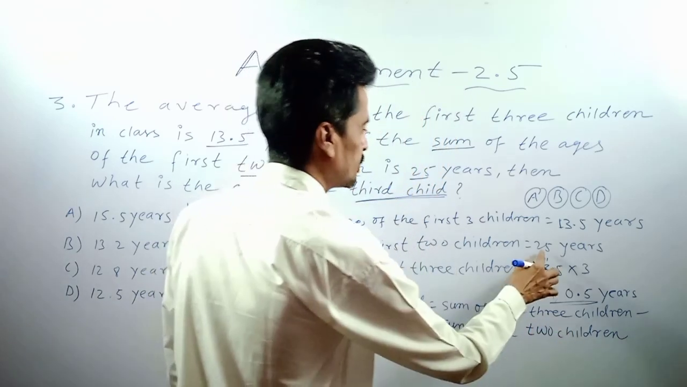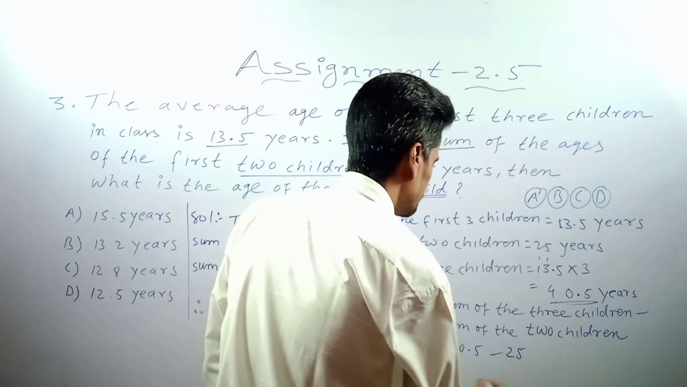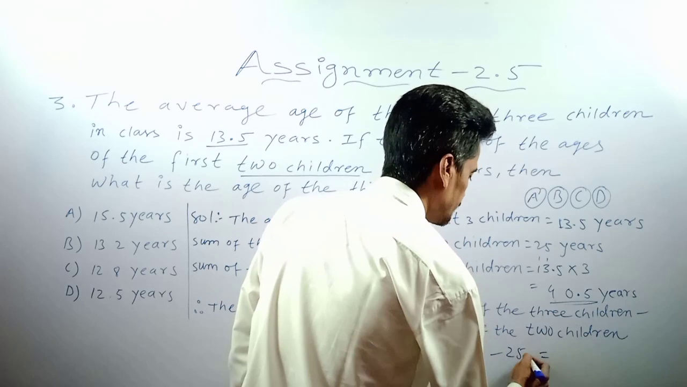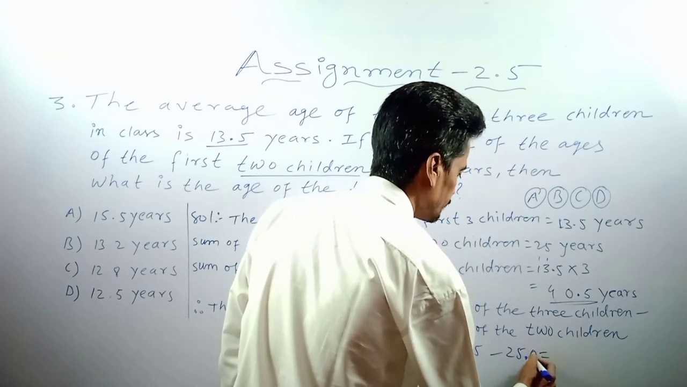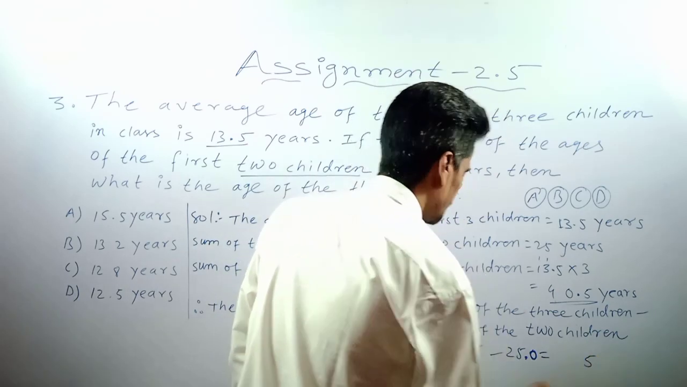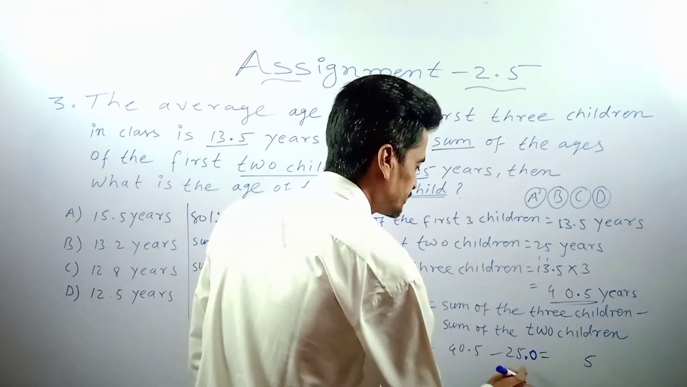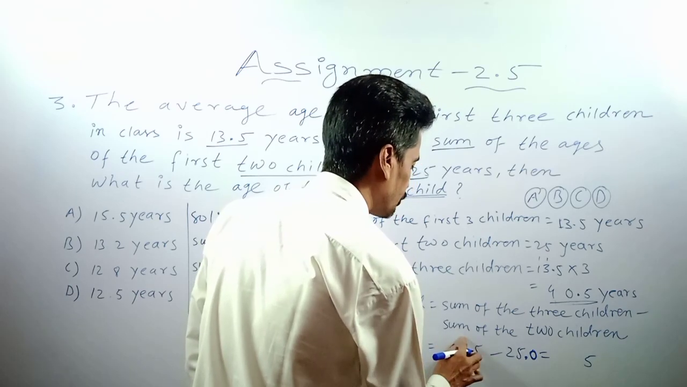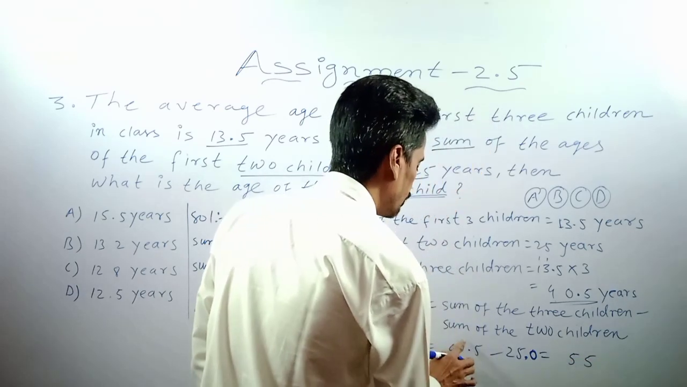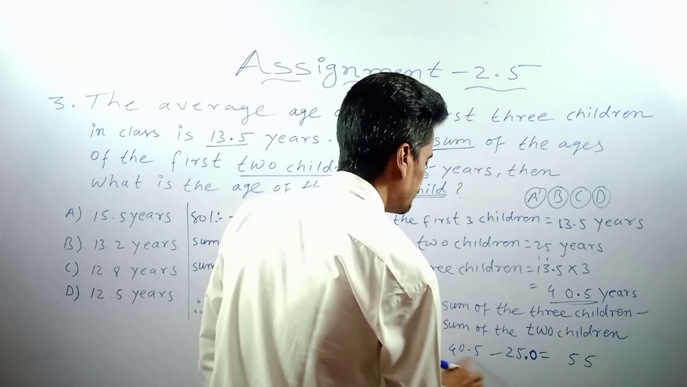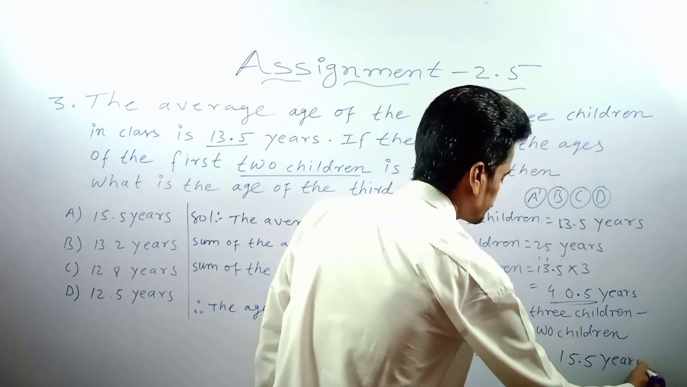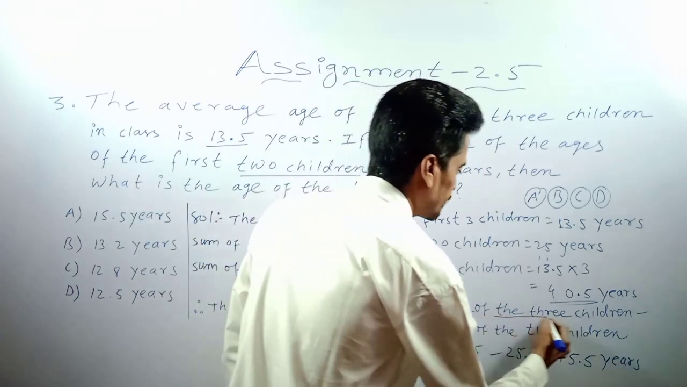What is the sum of the two children? 25. So subtraction: 5, 0. Here nothing means 0.5. 0.0. 5 minus 0 is 5. 0 minus 5 we cannot do, that's why here we are borrowing 1. 10 minus 5 is 5. When we borrowed 1, here 3 remains. 3 minus 2 is 1. 15.5 years.